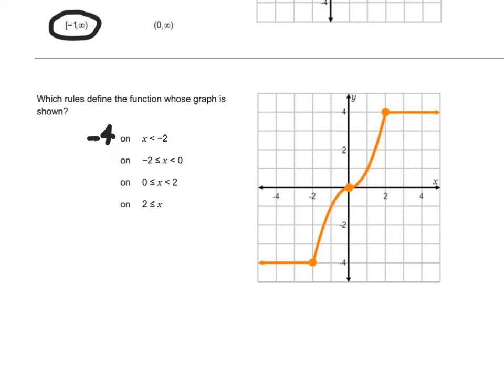So negative 4, okay? In between negative 2 and 0, we have this graph here, which is a parabola that opens down and goes through the origin. That would be the parabola negative x squared. And then between 0 and 2, you have a parabola that opens up, so we would just call that positive x squared. And then when x is larger than 2, we have a horizontal line, and that has a value of just positive 4. Reasonable?